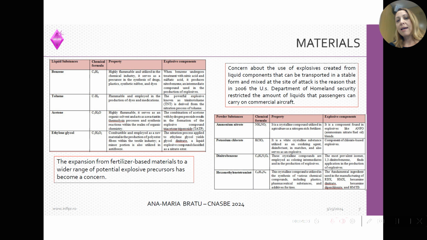Powder substances like ammonium nitrate are widely used as fertilizers, but it is also the most common compound used in improvised explosive devices. Potassium chloride, nitrobenzene, and hexamethylene tetramine are also principal precursors for explosive devices.